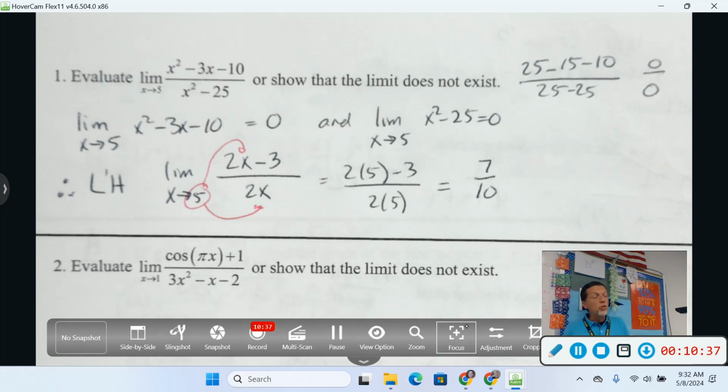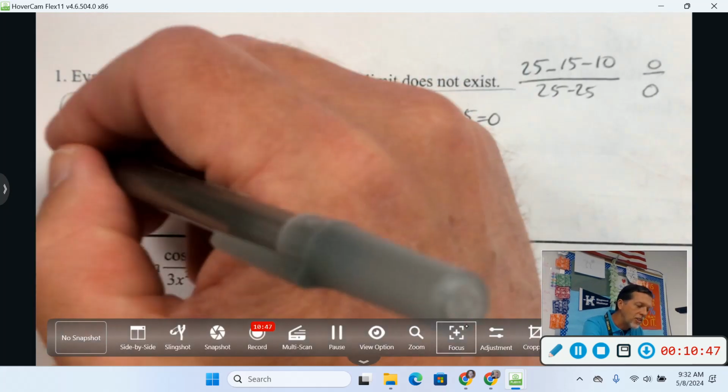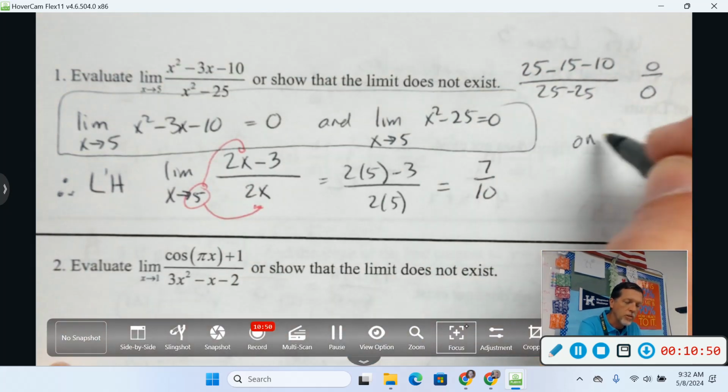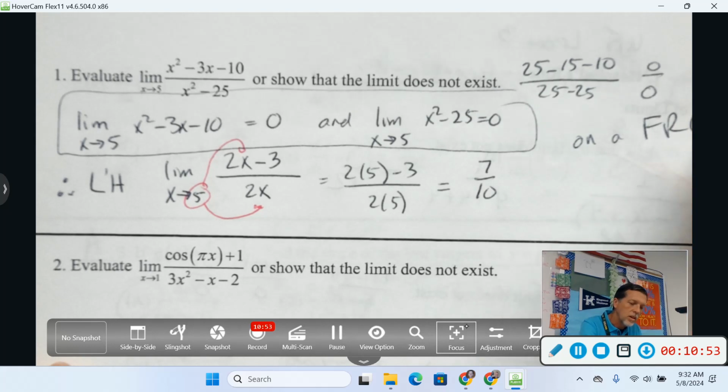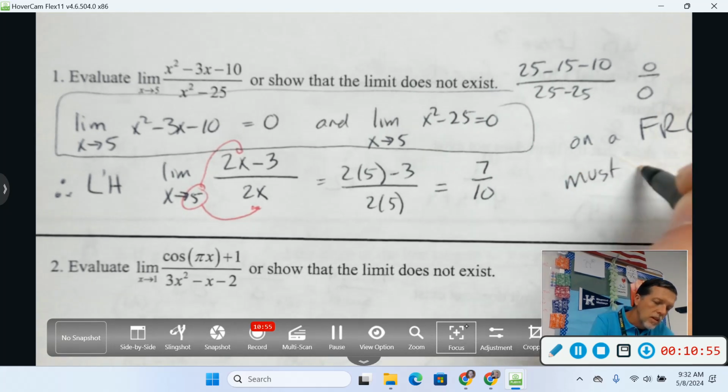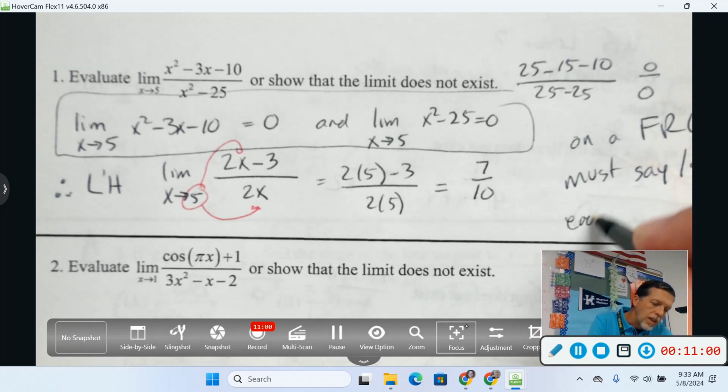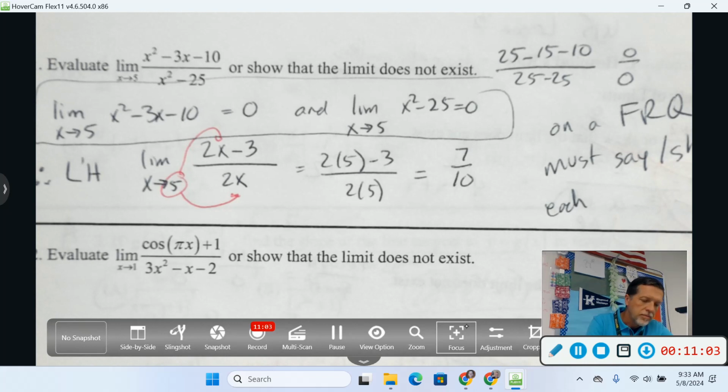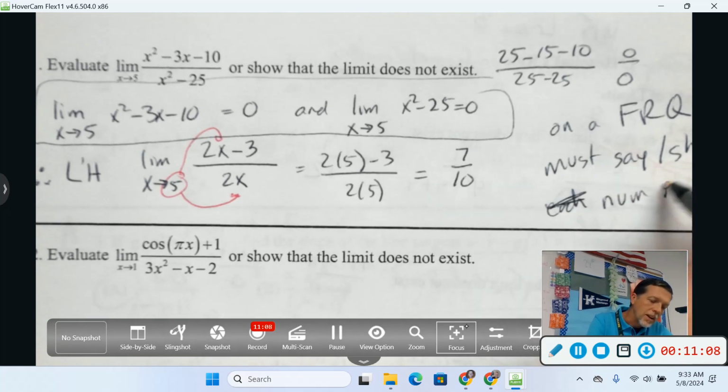Super convenient, usually easier than any of the other algebra tricks we used. And so students are like, yeah, this is easy. Again, the main thing though is you've got to have this statement in there on a free response question. On a free response question, you must say or show that each, let's phrase it this way, the numerator and denominator equals 0.